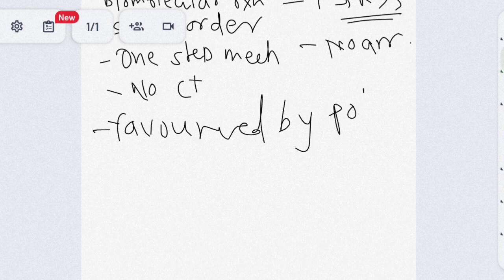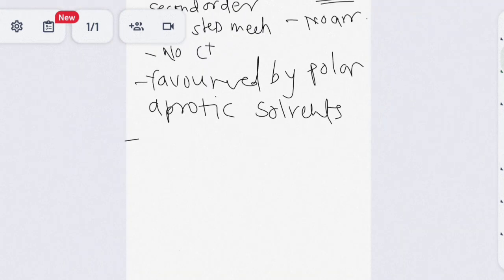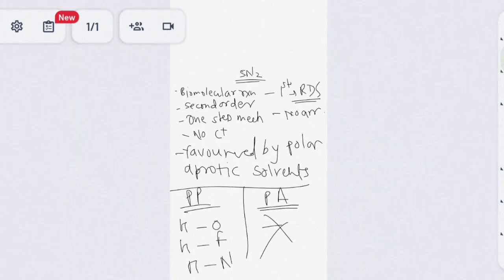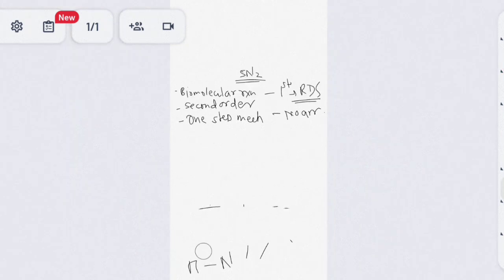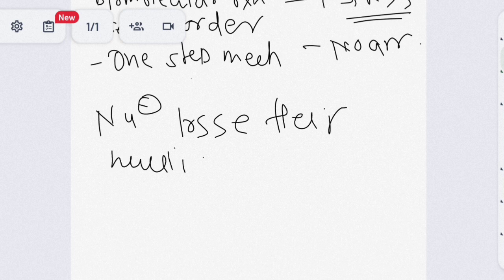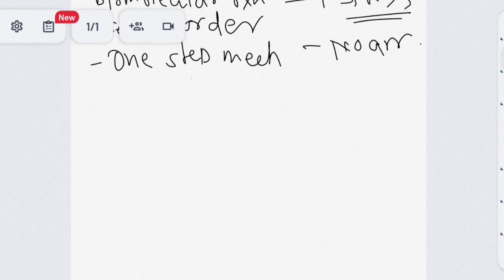It is favored by polar aprotic solvents. Now what are polar protic and polar aprotic solvents? In a polar protic solvent, bonds like H-O, H-F or H-N are present, and in a polar aprotic solvent, no such bonds are present. Why do these generally take place in polar aprotic solvents? Because SN2 reactions involve nucleophiles, and nucleophiles lose their nucleophilicity in polar protic solvents. You can understand this when we see the mechanism of SN2. It will be very clear that aprotic solvents will favor the SN2 mechanism.